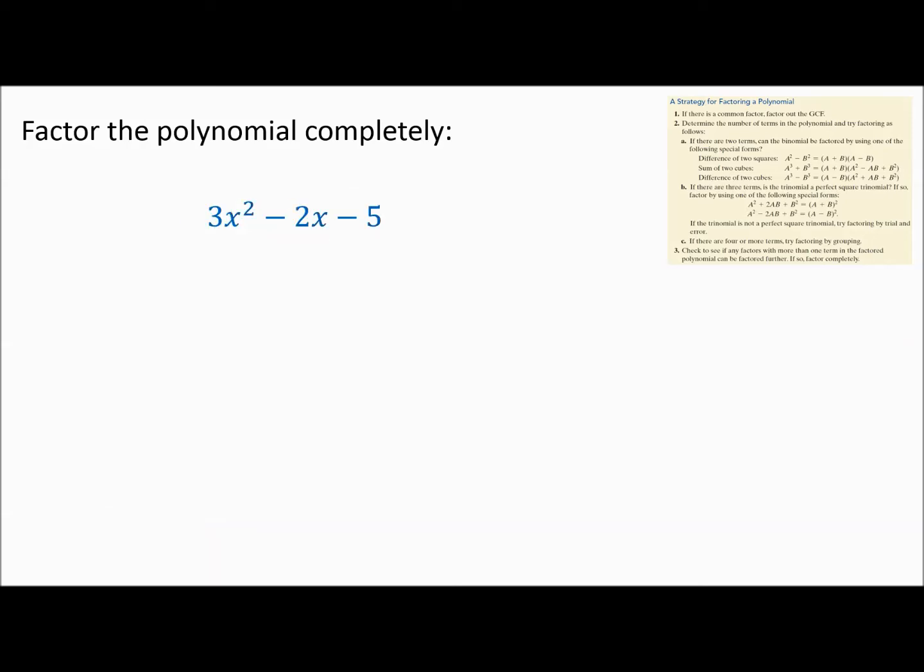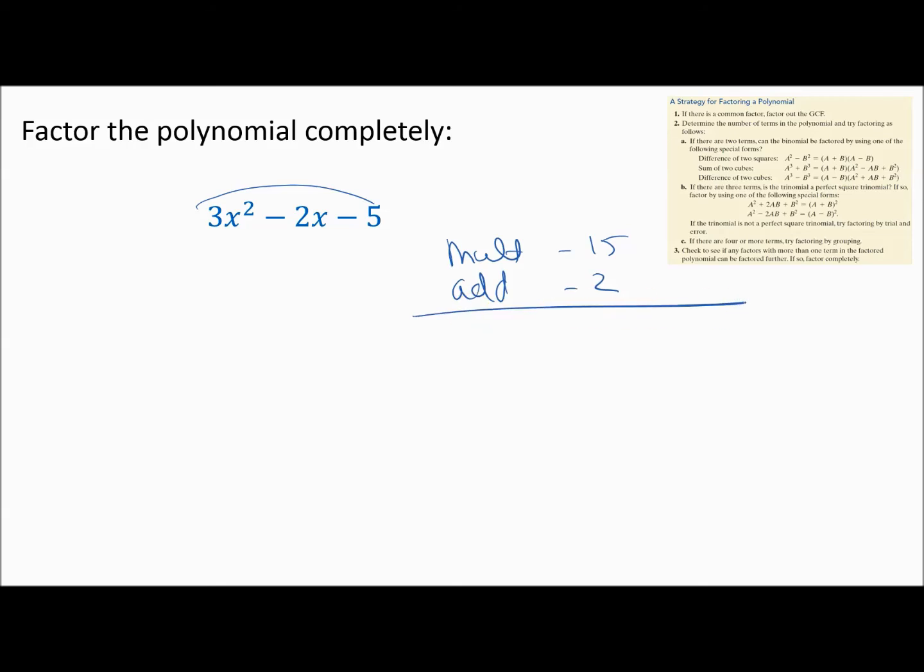So again, this is a trinomial. Notice it is in descending order. There is no greatest common factor. There's not anything that divides into both 3, 2, 5, and x squared, x, and no x at all. So what I'm going to do is multiply the first times the last together. So I'm going to find numbers that multiply to be -15. Again, 3 times -5 is -15. And add to be -2.